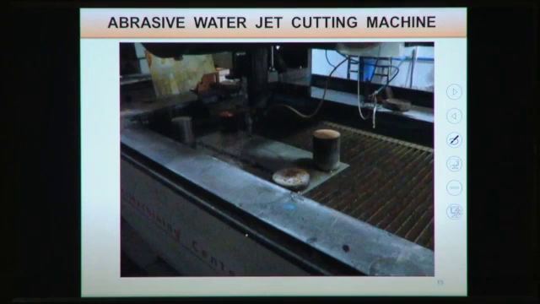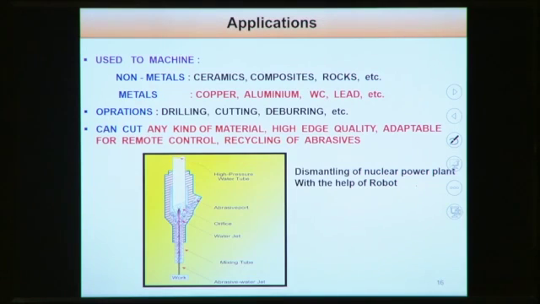This is another view of this abrasive water jet machine. Here you can see the water chamber. This abrasive water jet machine is basically used for cutting purposes. That's why it is called abrasive water jet cutting or abrasive water jet machining. People also call it the abrasive water jet cutting process.